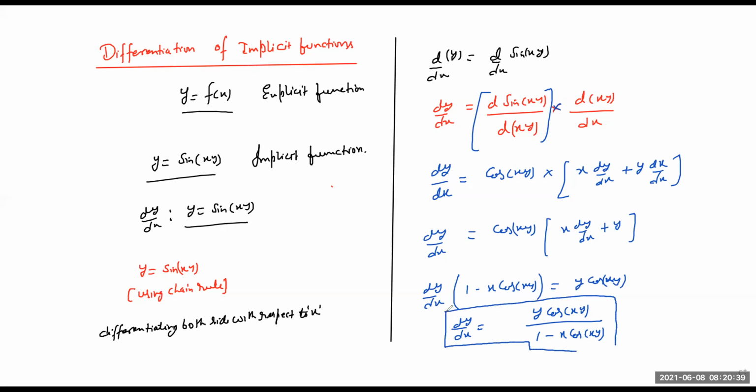What did you do in the second last step? See, this is the common term. If you multiply this term with both terms, x cos xy is one term. If you bring everything on the left side, you will get dy by dx common: 1 minus x cos xy.